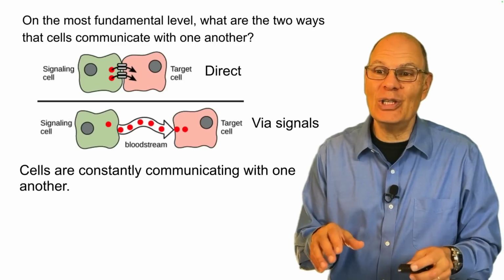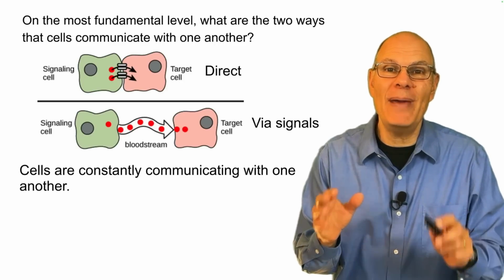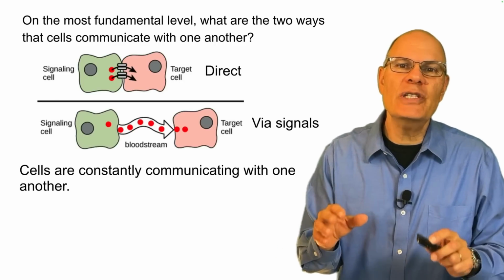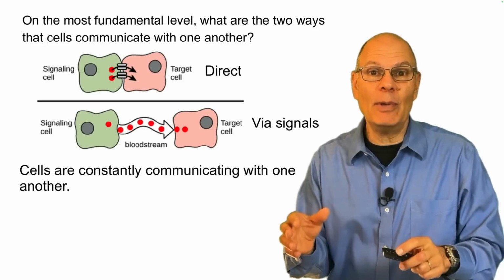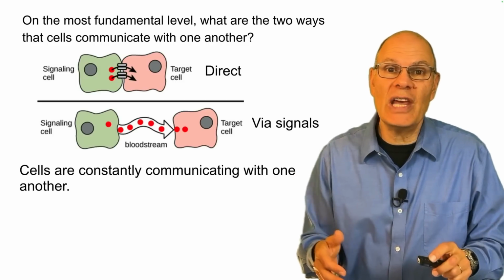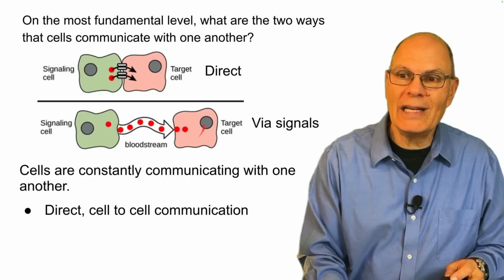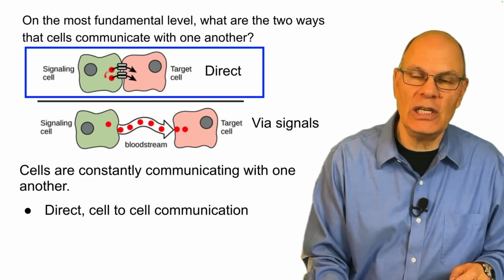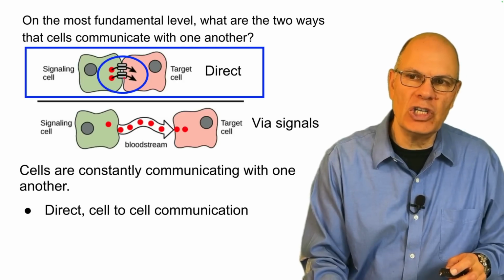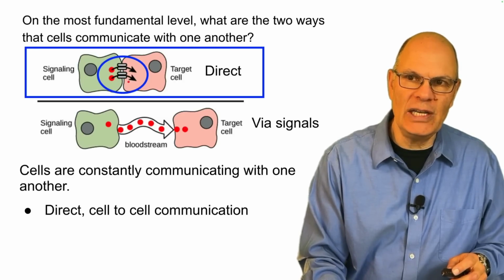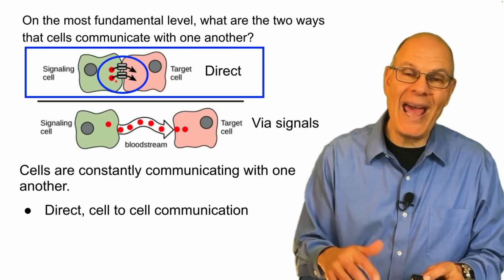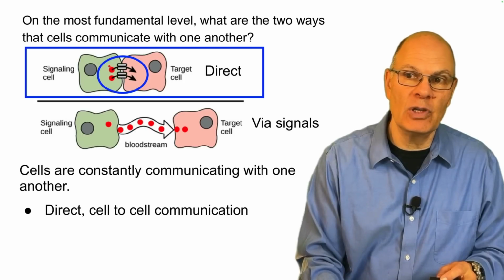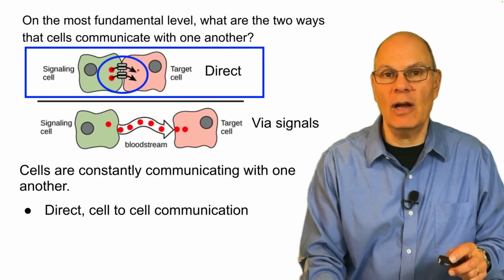Cells are constantly communicating with one another. It's a basic feature of life. Cells are never really on their own. They're always in populations or in multicellular organisms. So there's direct cell-to-cell communication that you see here, where there's some kind of junction between two adjacent cells, and molecules can pass between those two cells, and that enables one cell to change the behavior of the other.